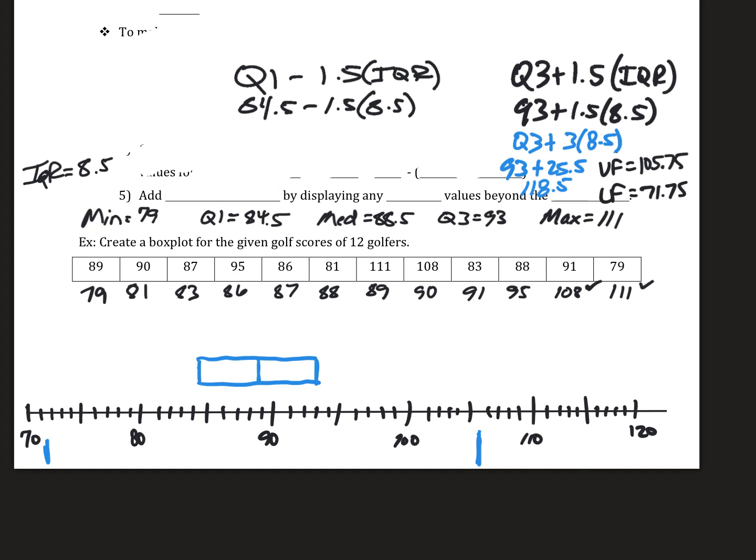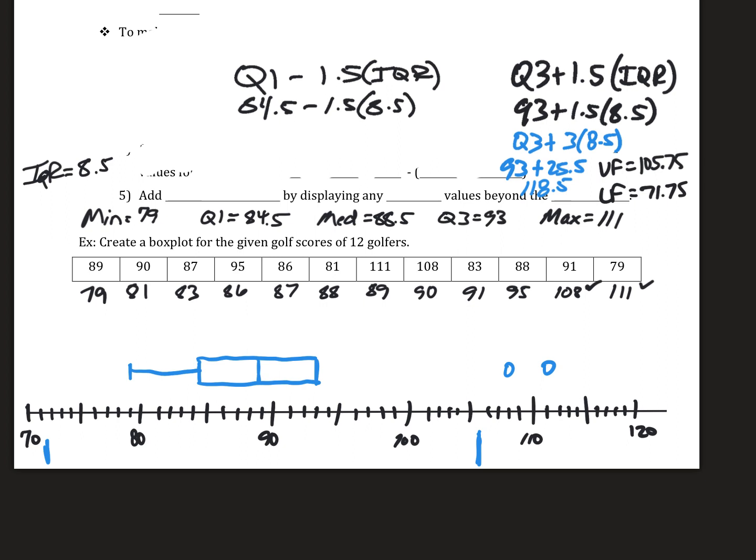Okay, so now I have to draw, let's start with the minimum side. Since I don't have any outliers to the low side, my whisker is going to go all the way to the minimum. So my minimum value is 79. My whisker covers like so. Okay. Now, what numbers do I have outside of the fences? Well, I've got 108 and 111. So at 108, I'm going to put an open circle. And at 111, I'm going to put an open circle. Those are my two outliers in this case.